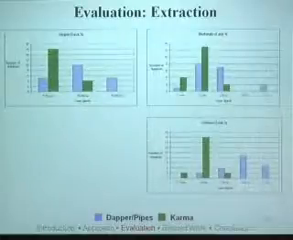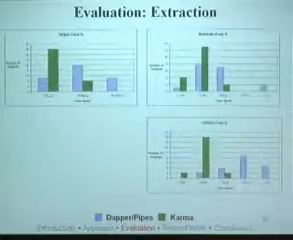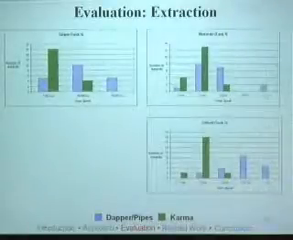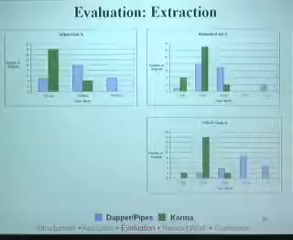So you can see on the simple task, Karma did better. Then as we get to the moderate and hard task, it continues the same pattern, which is in general, Karma is outperforming Dapper and Pipes across these on the extraction stuff.